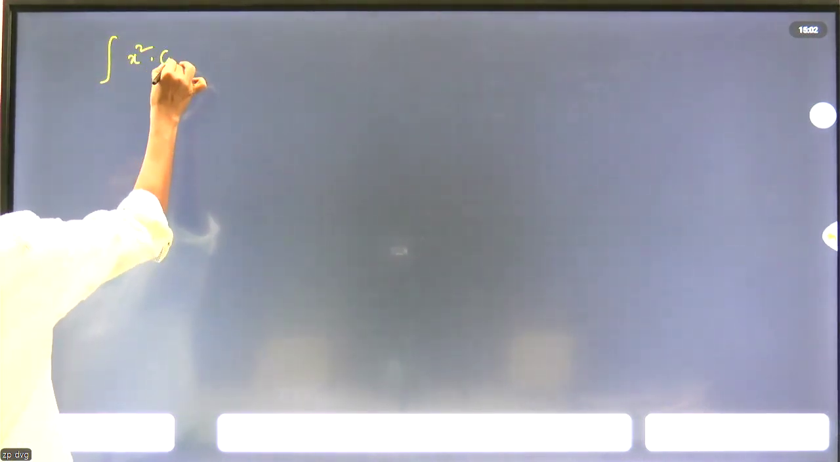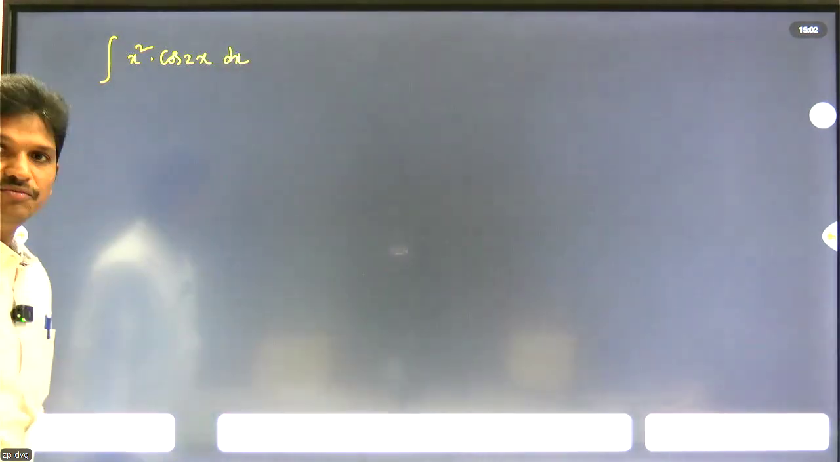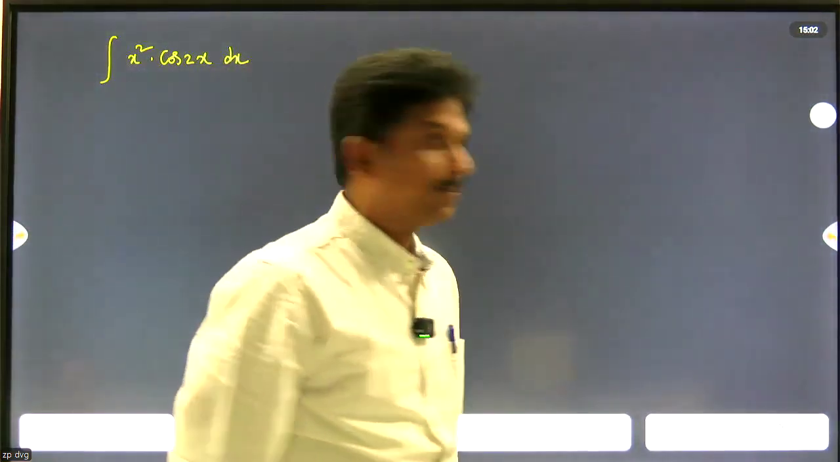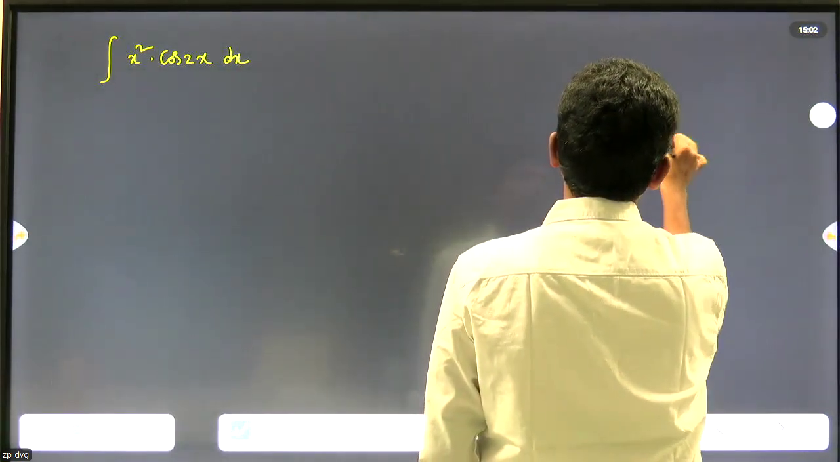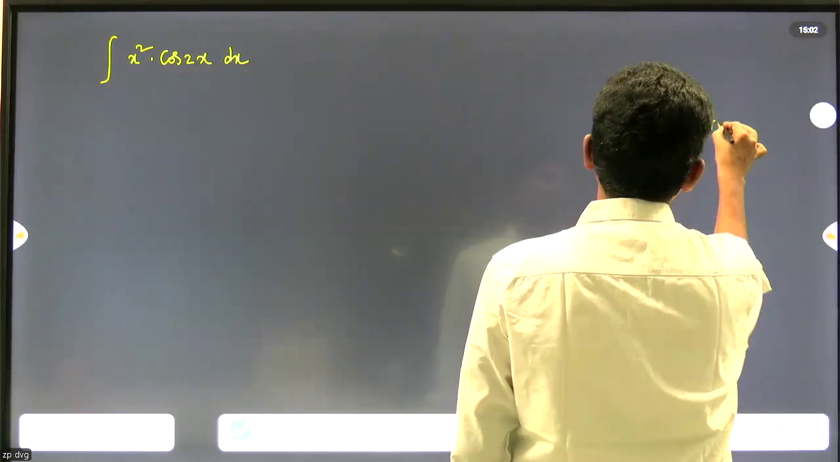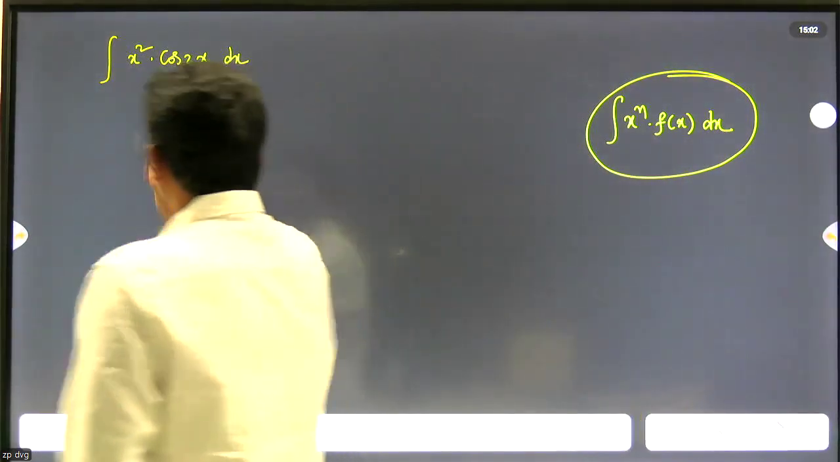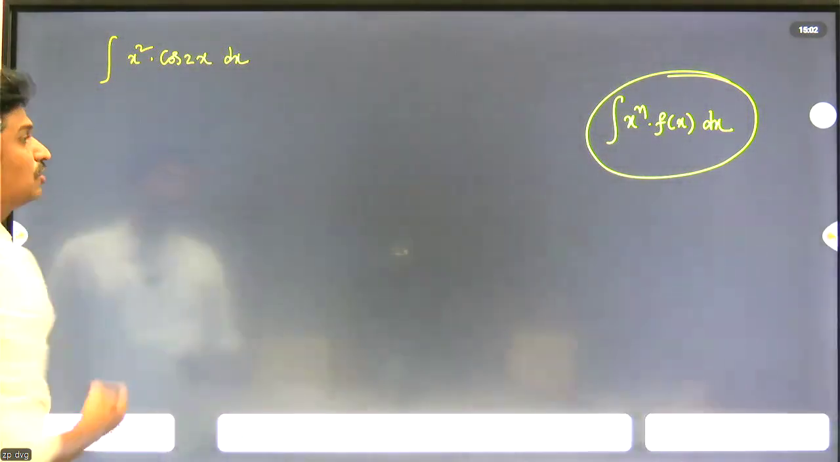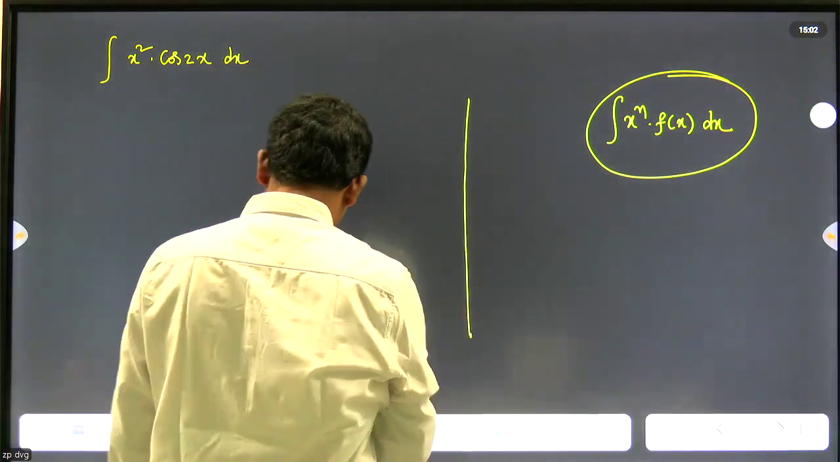And one more question we'll do. Suppose the question is like this: integral of x square into cos 2x dx. First point, we use this shortcut when the given question is of this form: integral of x power n into f of x dx. When the given question is of this form, then we will use this shortcut. x square is there, f of x is cos 2x. When it is in this form, what will we do? We'll write.